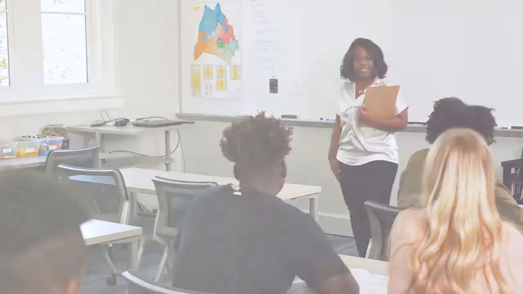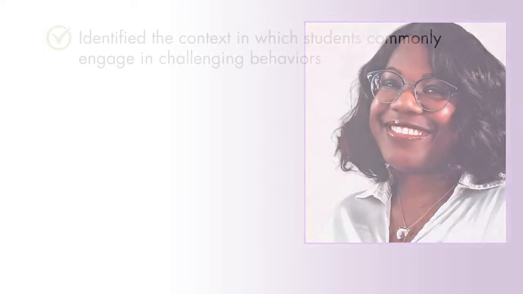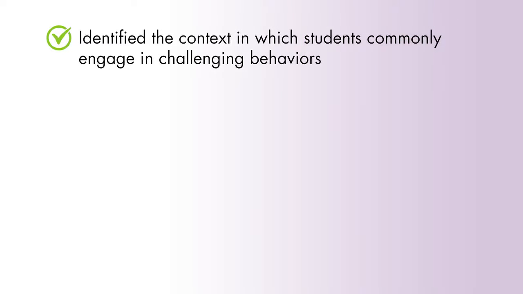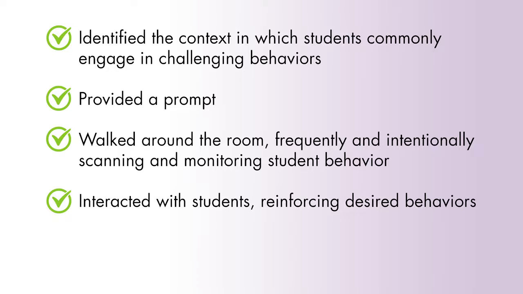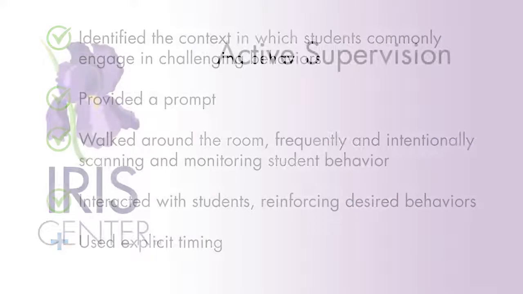Let's hear some predictions. To review, Ms. Harris implemented active supervision correctly. Prior to the video, she identified the context in which students commonly engage in challenging behaviors. Then, as you saw in the video, she provided a prompt. She walked around the room, scanning and monitoring student behavior, and she interacted with students, reinforcing desired behaviors. Additionally, Ms. Harris used explicit timing to proactively reduce the number of disruptions.